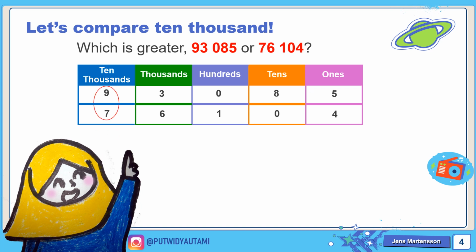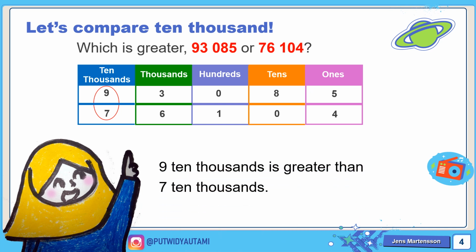We got 9 and 7. Well, 9 10,000s is greater than 7 10,000s. So, we know that 93,085 is greater than 76,104. So easy, isn't it?